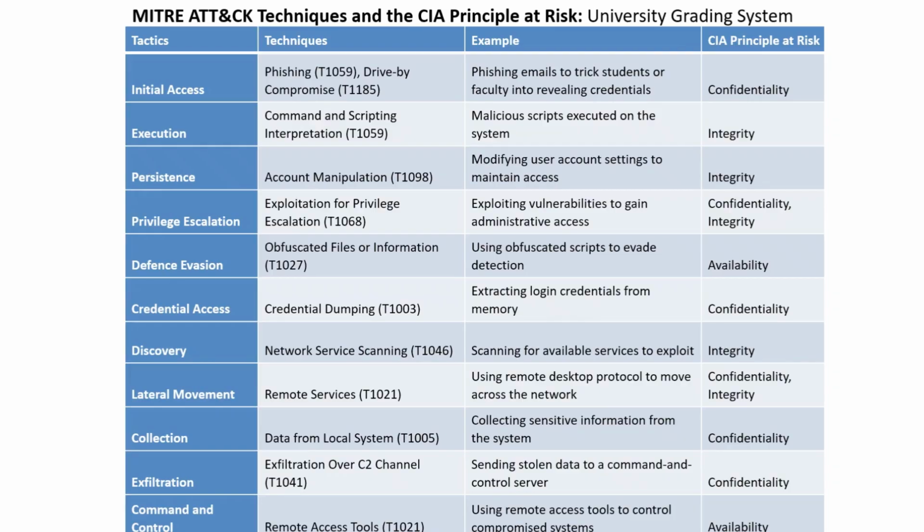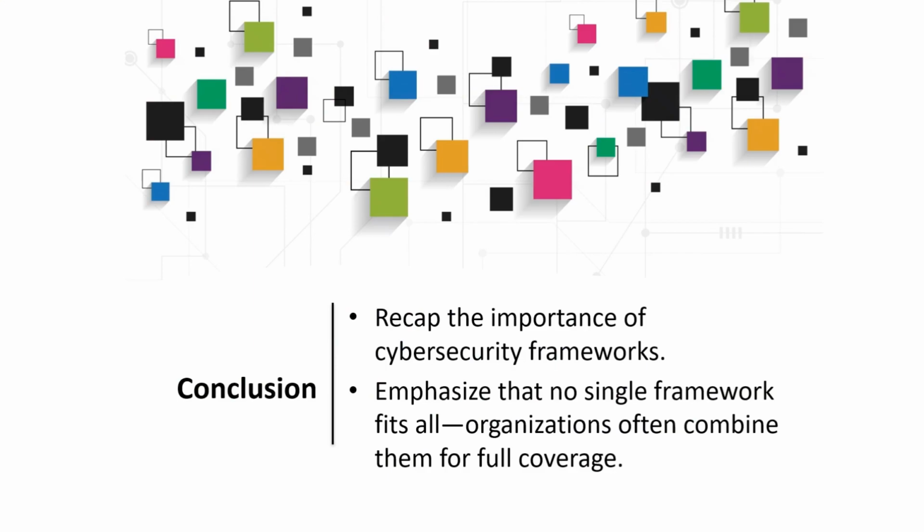Then finally for availability, we have defense evasion and also command and control, because at that point you can decide to use that system either as a botnet or kill the system, hold it hostage. Depends on what the adversary is doing at that point in time. So these are just basic examples of the MITRE ATT&CK technique and the CIA principle at risk when this is in play. So I think we just come to an end.